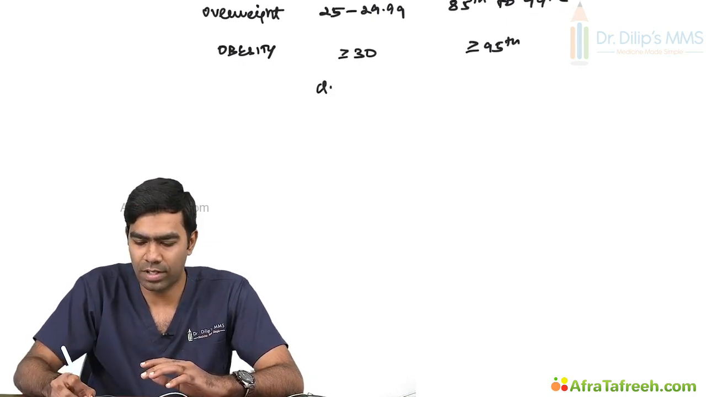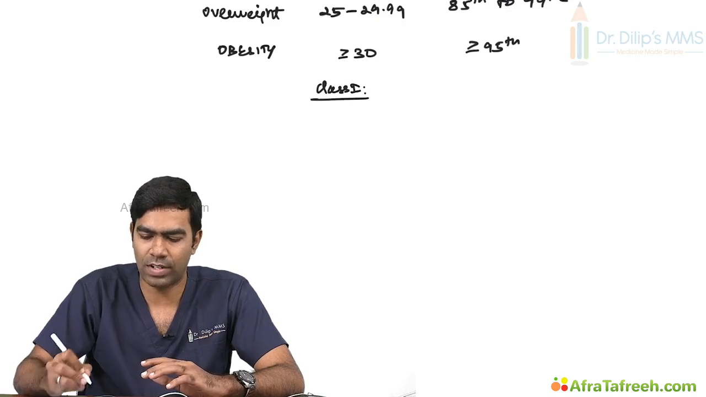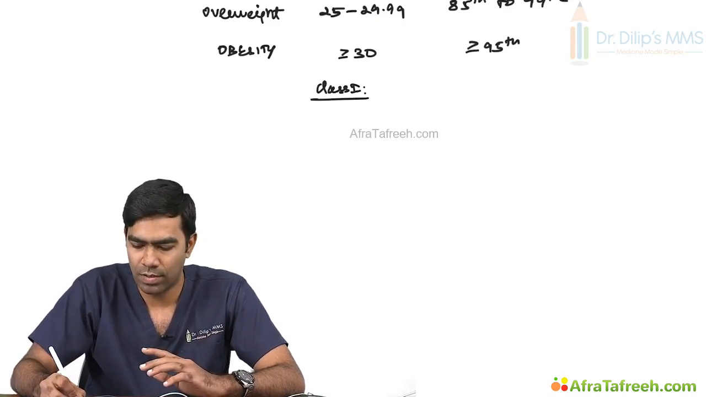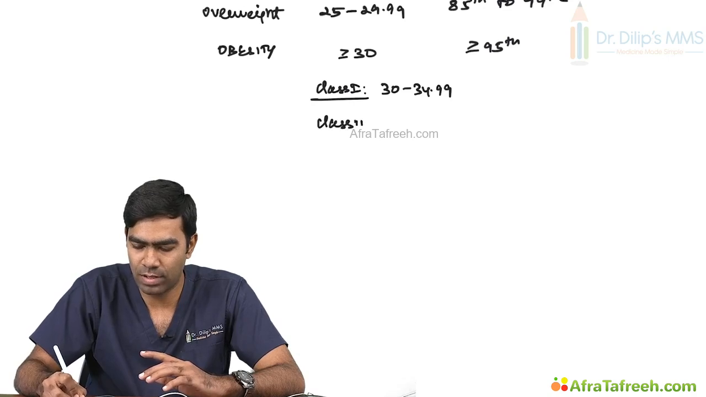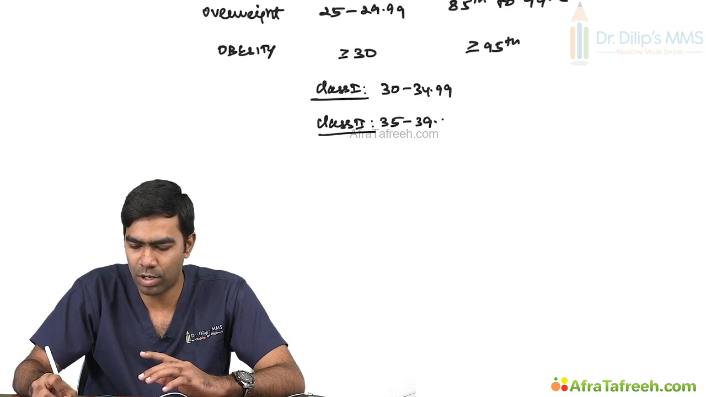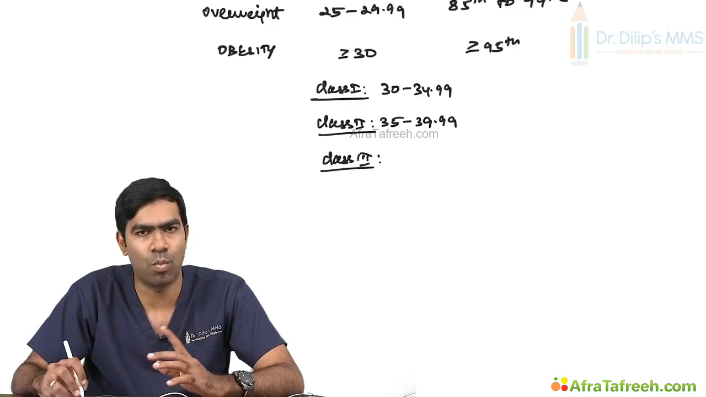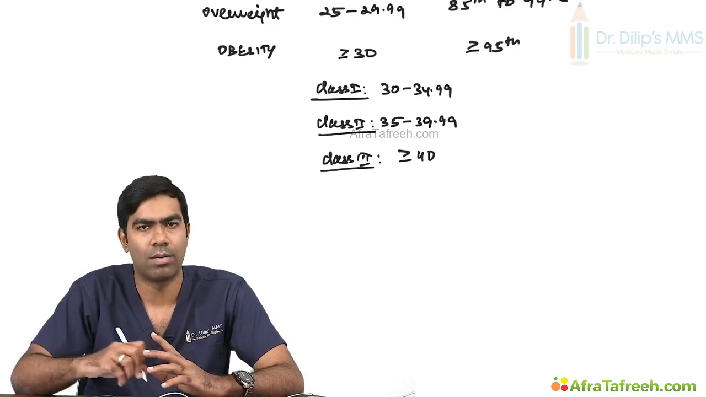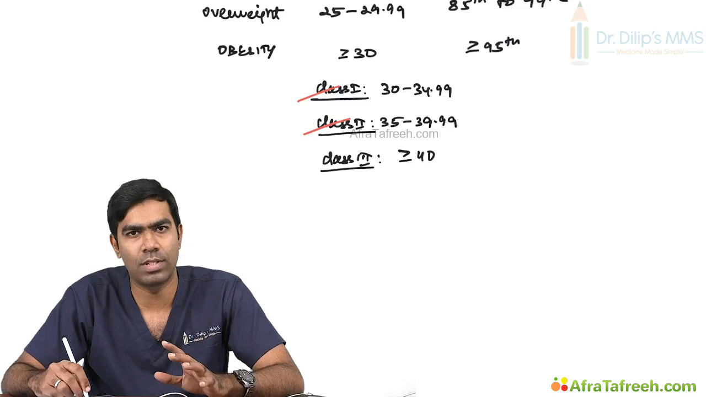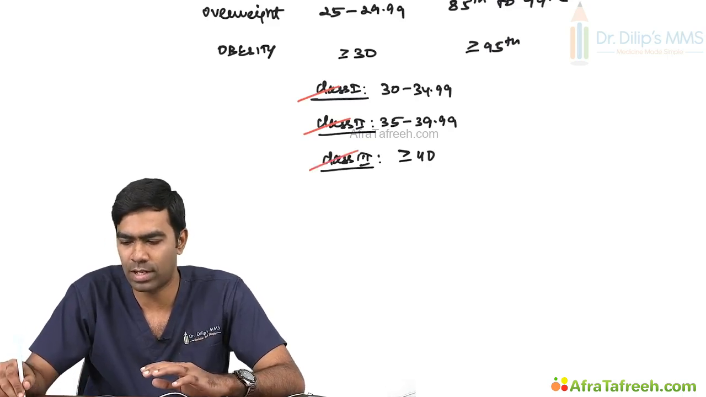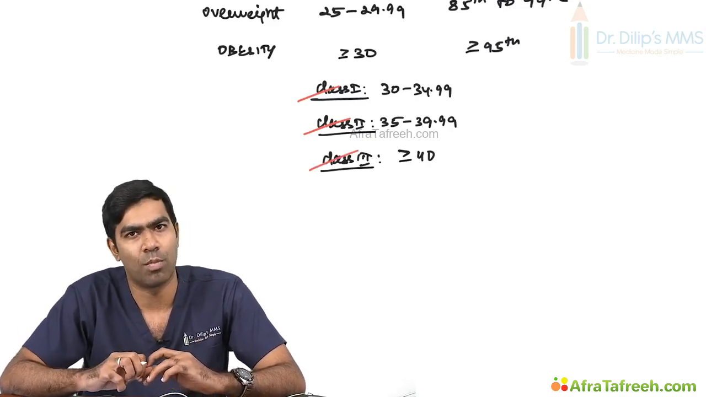And in adults, we have further classifications. Class 1 obesity is defined as BMI in the range of 30 to 34.99. Class 2 obesity is defined as BMI in the range of 35 to 39.99. And class 3 obesity, which was previously called morbid obesity, is where the BMI is more than or equal to 40. So class 1 was previously called mild obesity, class 2 moderate obesity, and class 3 morbid obesity.